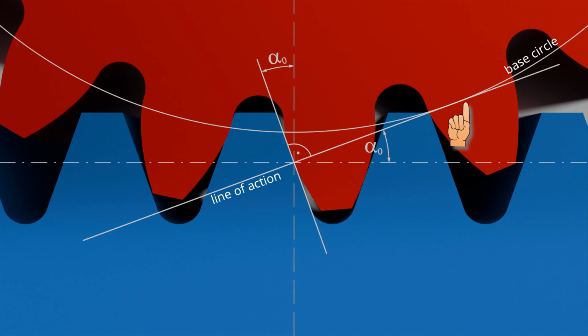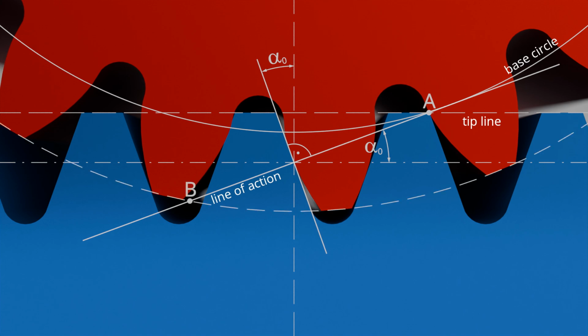As with the meshing of two gears, the actual line of contact begins at the intersection point A between the line of action and the tip line of the driven rack. The end of the line of contact is again defined by the intersection point B between the line of action and the tip circle of the driving gear.